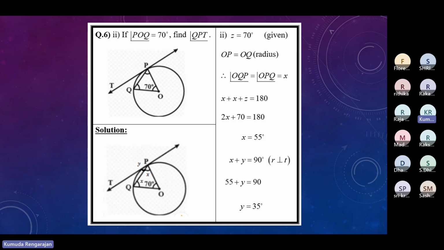This one is y. I've written it outside. There's no place, so I've written it here. This one is y. I've called this one y.